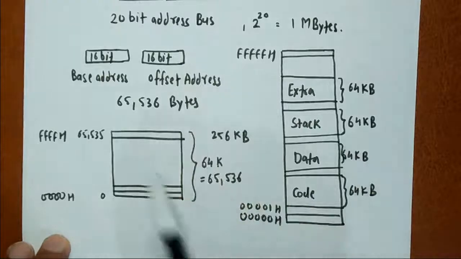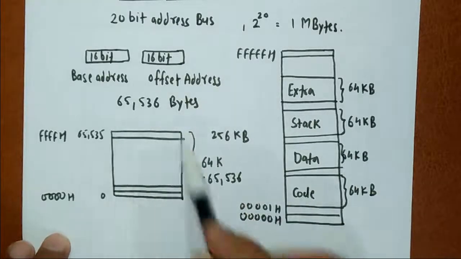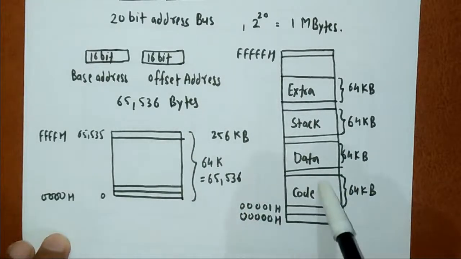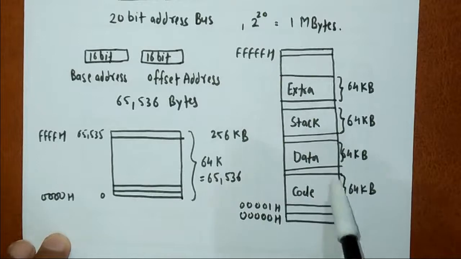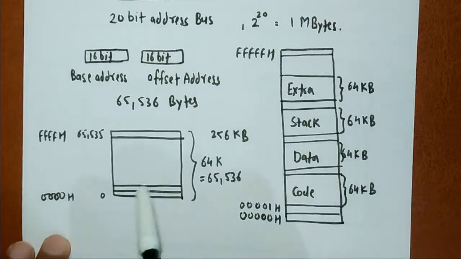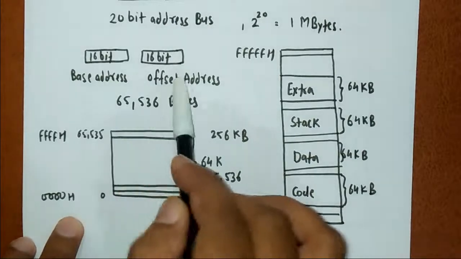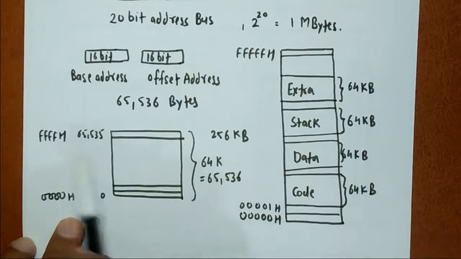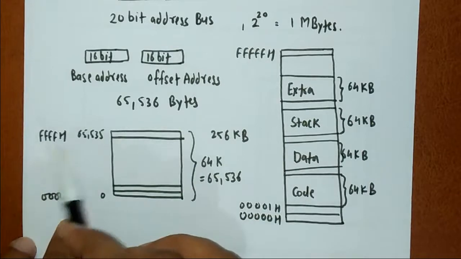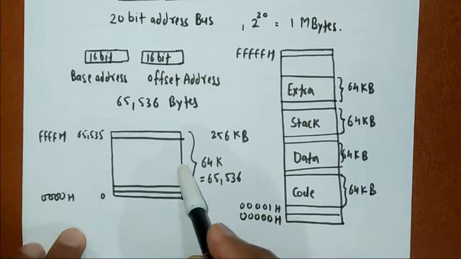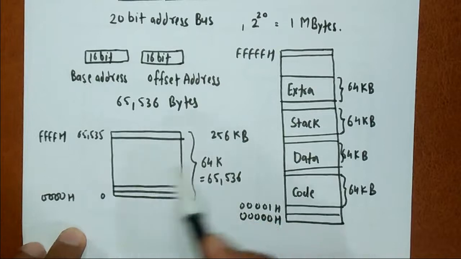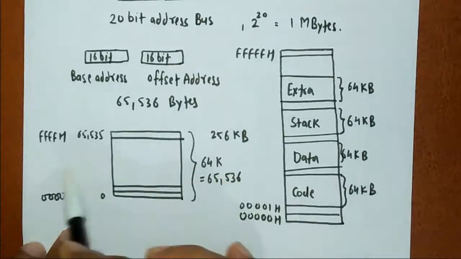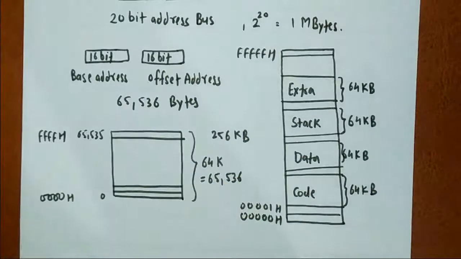That means assume this is part of the code segment, and if you want to access the first memory location of the code segment, then its offset value must be 0000H. Okay, and if you want to access the last register of the code segment, then the offset will be FFFFH. In between there may be any number, and if you want to access a particular location, then you will have to put that particular value for the offset.